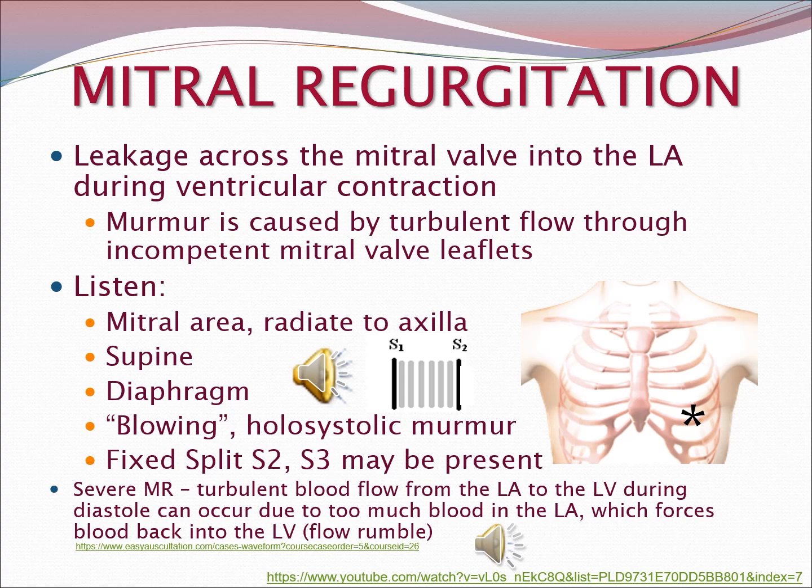Because the mitral valve is unable to contain the blood within the ventricle for the entire systolic period, it is a holosystolic murmur. The quality of the murmur is usually described as blowing, and it is often associated with an S3 because of the left atrial volume overload. You want to have the patient in the supine position and use the diaphragm of your stethoscope.